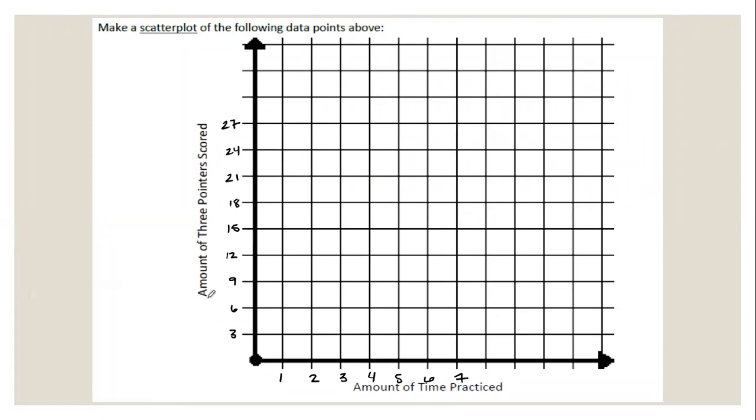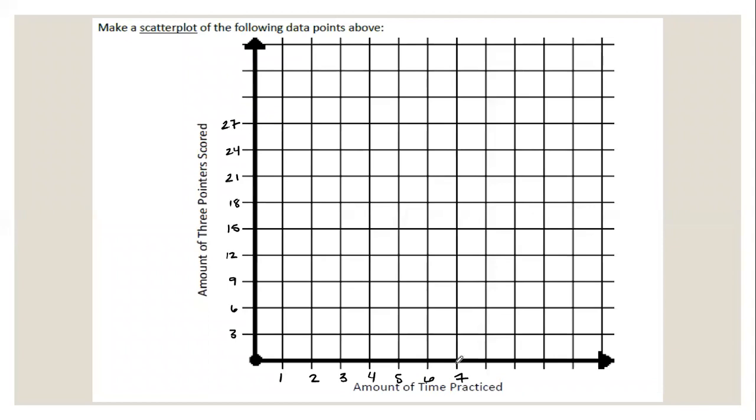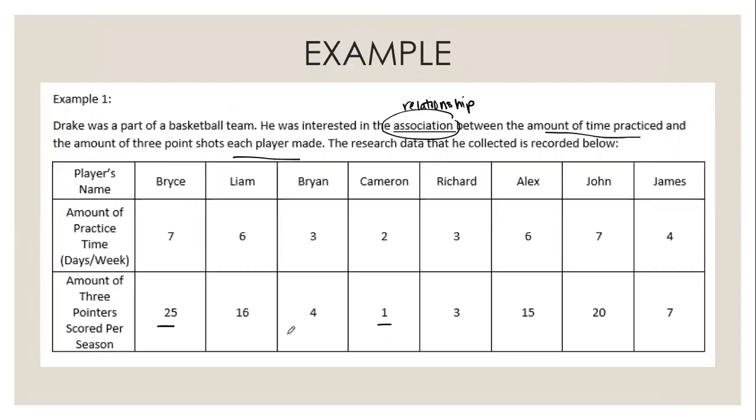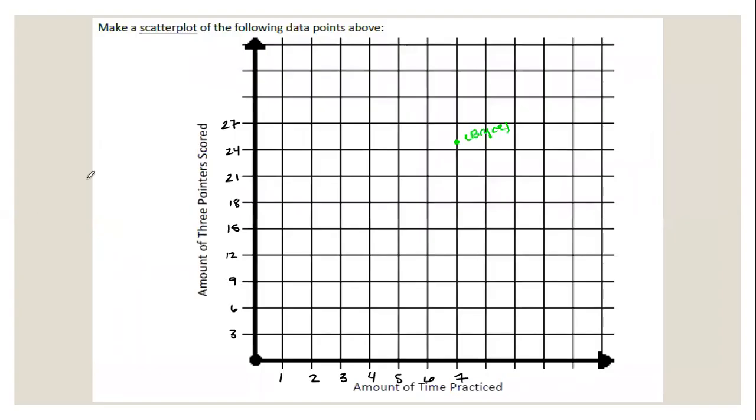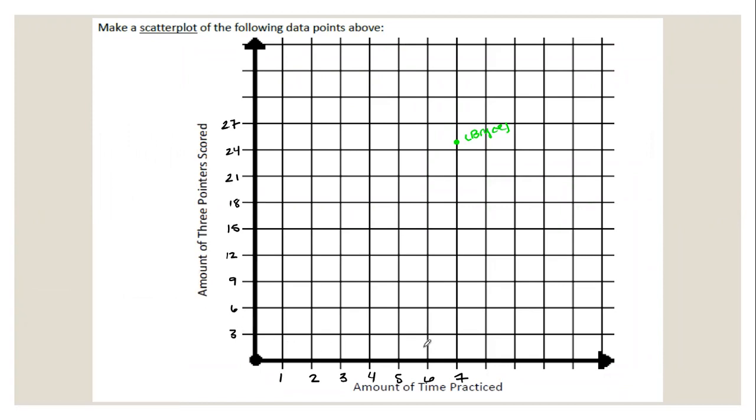All right, so we're gonna plot all of our points. Bryce practiced 7 days a week and scored 25 three-pointers. So 7 days a week, 25 three-pointers would probably be somewhere around here. So this is Bryce. You do not have to label the points, but just plot those points. Liam practiced 6 days out of the week and scored 16 three-pointers. 6 days out of the week, scores 16. That'd be a little bit above the 15. So right here.